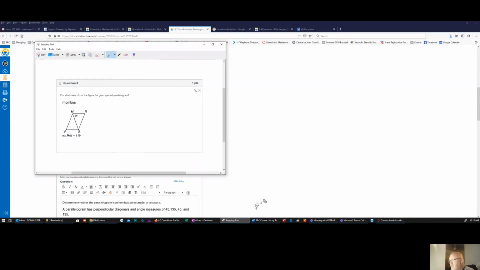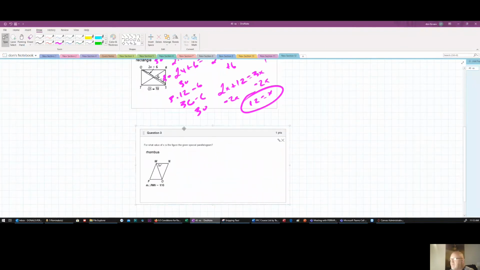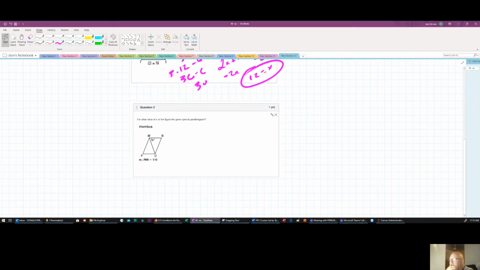Again, we've got a rhombus. I'll paste that there and get it a little centered. With a rhombus, we know that whenever we have a diagonal, it is bisecting an angle. So if the angle PMN equals 110, we know half that angle is going to be equal to 110 divided by 2, which is going to be 55.